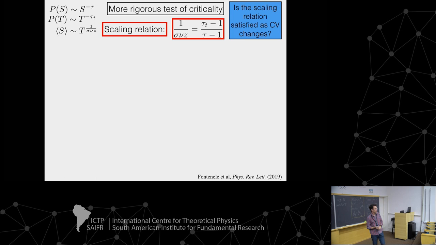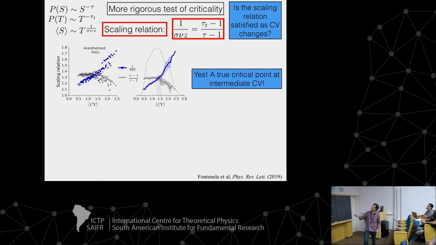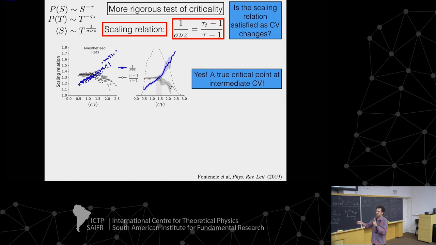The question is, if you do this for the data, what happens? So in blue, you have the left-hand side. In black, you have the right-hand side. You do have a clear crossing here. And please note you have different point types. Each different type of point is a different animal. So individually, each animal satisfies the scaling relation at roughly the same value of CV.